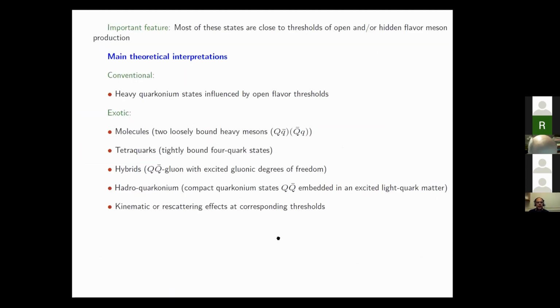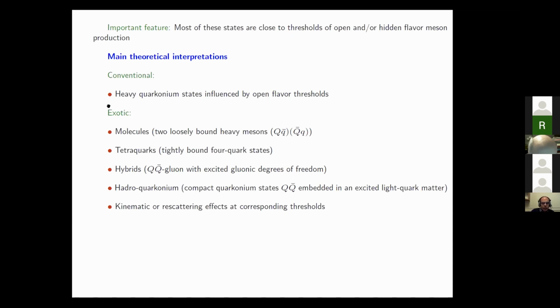An important feature of these states is that most of them are located close to thresholds of open or hidden flavor meson production. Many theoretical interpretations were put forward for these states. The first one was a conventional interpretation, that they are heavy quarkonium states which are influenced by open flavor thresholds. However, this approach is not applicable for the charged Z states.